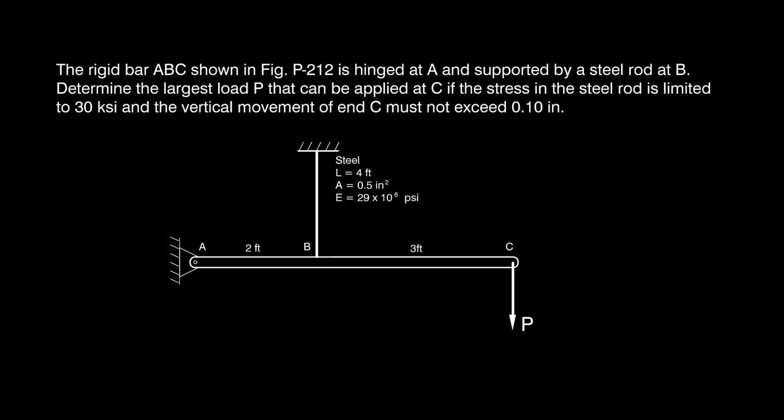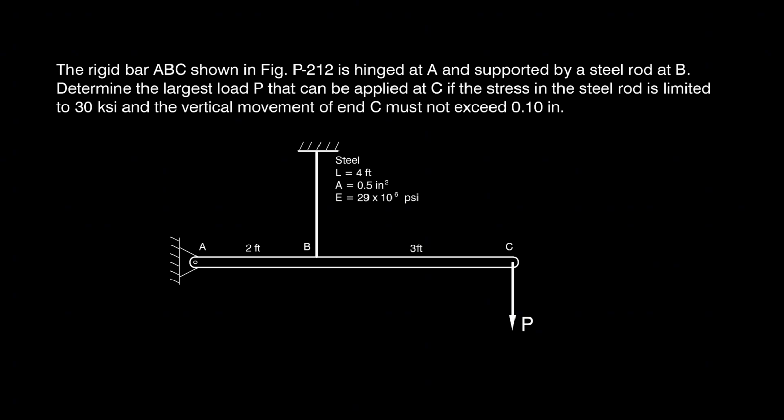Problem 212, page 40 of the book Strength of Materials by Pytel and Singer. The rigid bar ABC shown in the figure is hinged at A and supported by a steel rod at B. Determine the largest load P that can be applied at C.